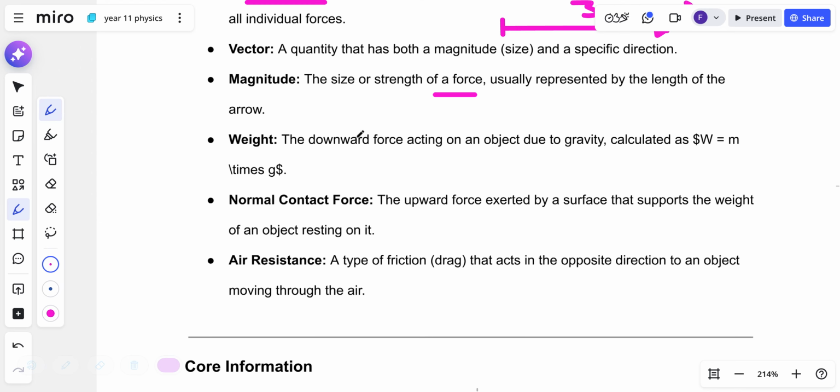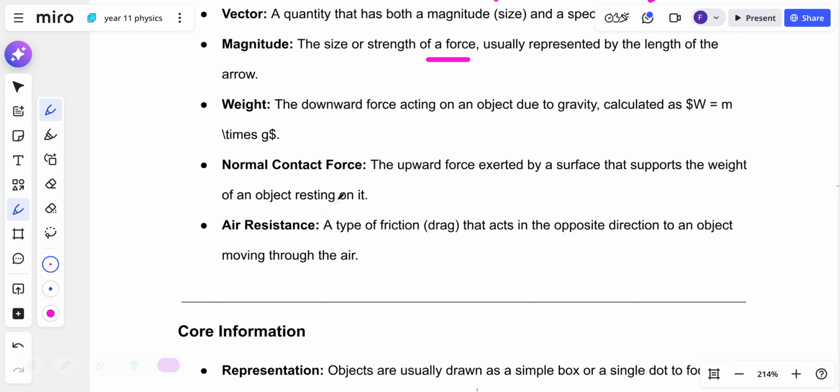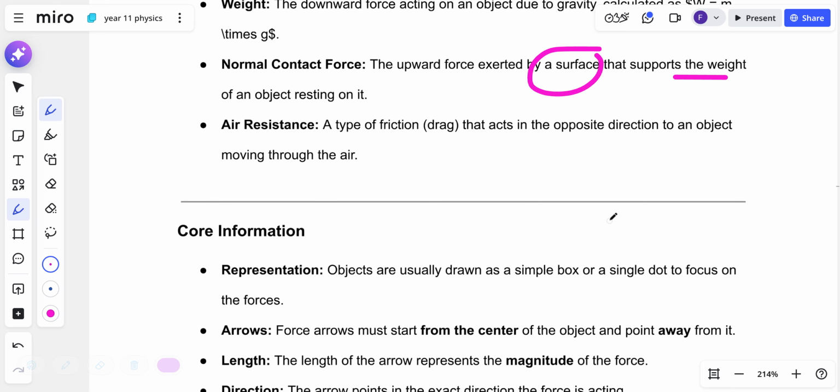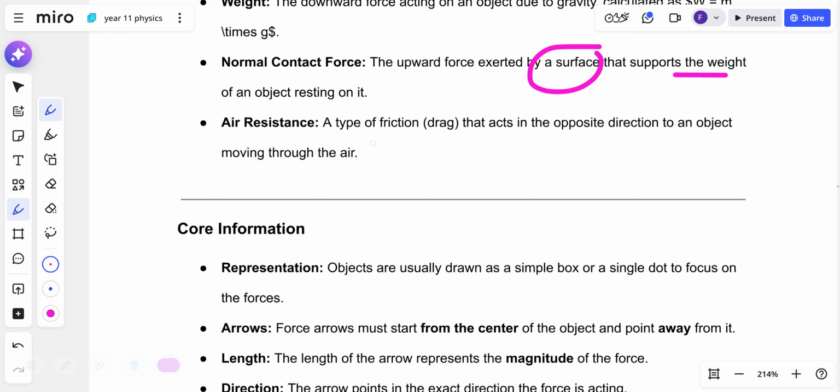Weight is the downward force, pulling you down to the center of the earth. You're being pulled towards the center. We looked very briefly at the normal contact force. It is the upward force exerted by a surface that supports the weight of an object. Usually it's just sat on it. And I'm assuming you're all familiar with air resistance. It pushes you in the opposite direction to the motion, the direction you're going in.